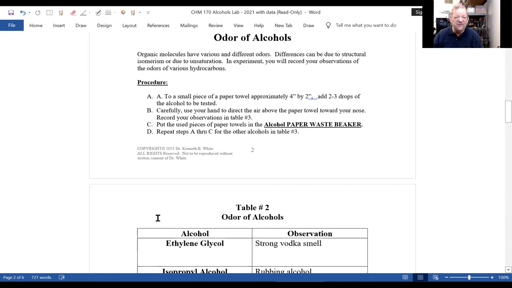Now, part two, because if we were in ECC, unfortunately we're not, but I wish we were, I'd give you a chance to actually handle chemicals you probably wouldn't handle the rest of your life. And one of the things that an important physical property is, how does it smell? And you smell it and put down what your observations were.